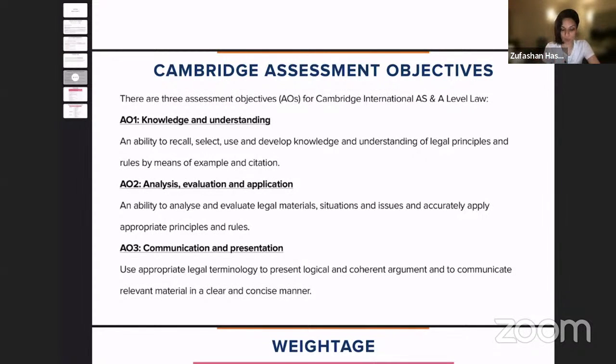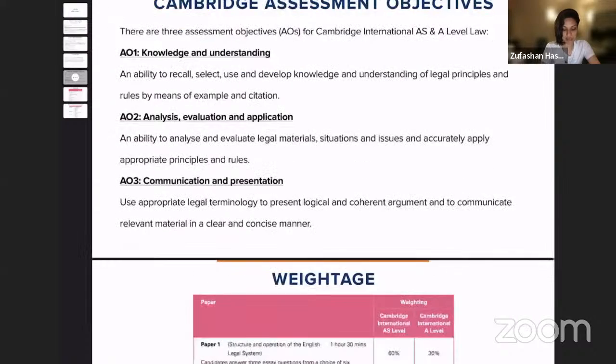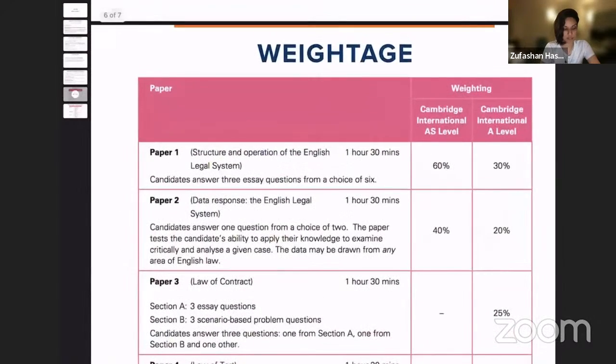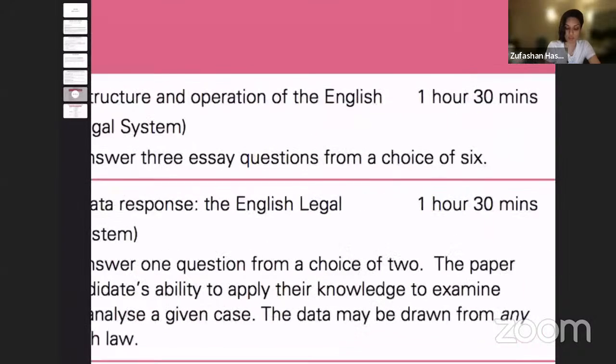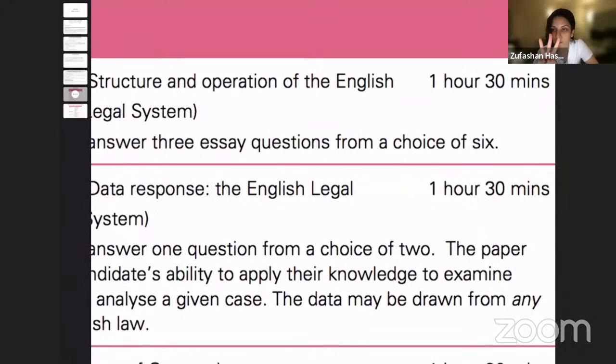I'll now go over the weightage of the papers, and then I'll go over the different types of examination points for P1 and P2, that is for your AS, P3, P4R, and A2 examination section, right? So P1, guys, is 1 hour, 30 minutes, same as P2. Now, P1 is a purely essay-based examination. You get 6 questions. This on the screen right here. You get 6 questions, and you have to answer 3 from that choice.